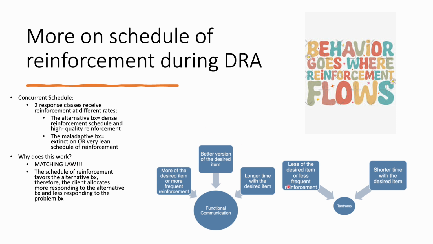Okay, let's talk about what that reduced reinforcement will look like. So it looks like less of the desired item. You see here, if they engage in tantrums, they'll receive less of the desired item or less frequent reinforcement. And another alternative would be to provide shorter time with the desired item.